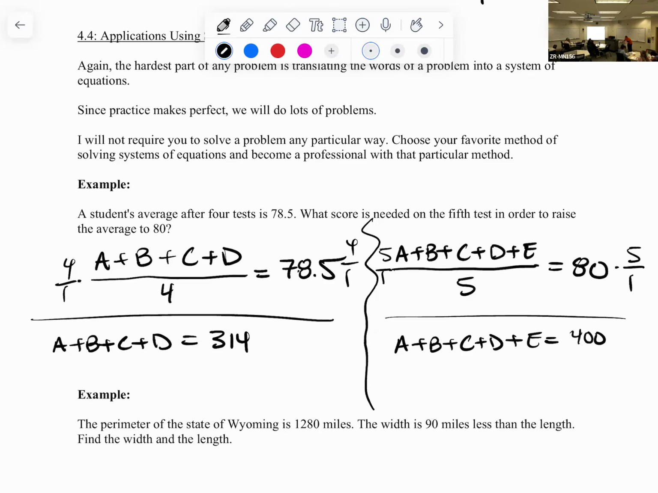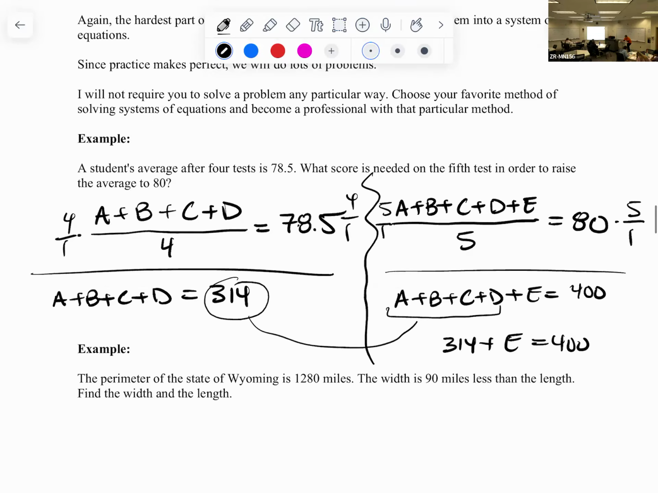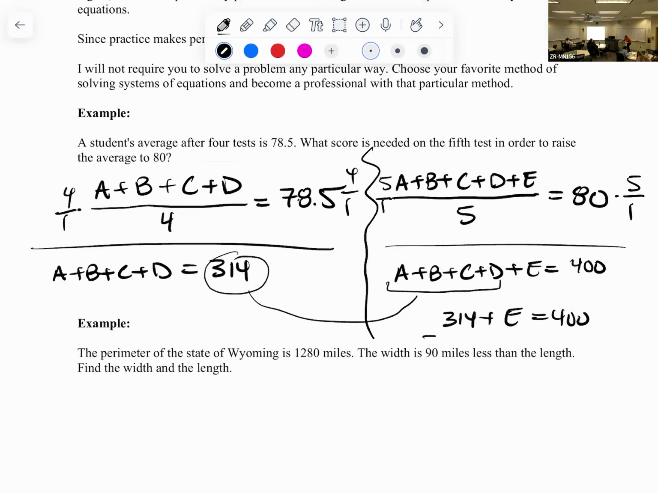Technically, what we are doing is A plus B plus C plus D equals 314, which means it just substitutes in right there. Which means 314 plus E equals 400. And yes, exactly as you said, Maddie, then it's simply just minus 314 from both sides. E equals 86.